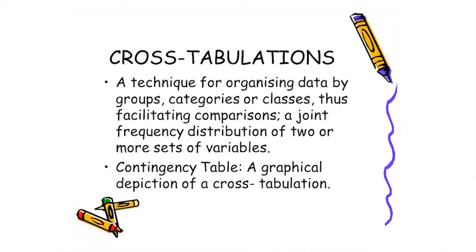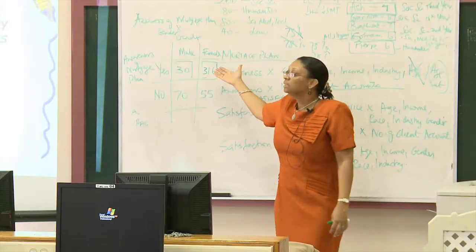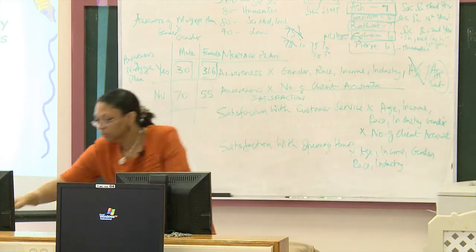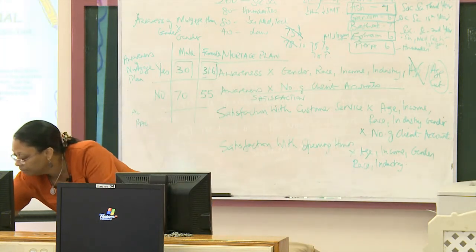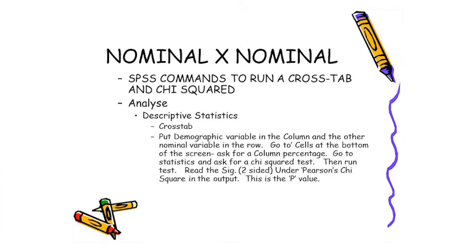Now I just showed you what a crosstab is. It's a technique for organizing data by groups, categories, or classes. This is what I just did here, thus facilitating comparisons. So how are we going to run this nominal by nominal? Just follow the commands. Follow exactly what I tell you there.